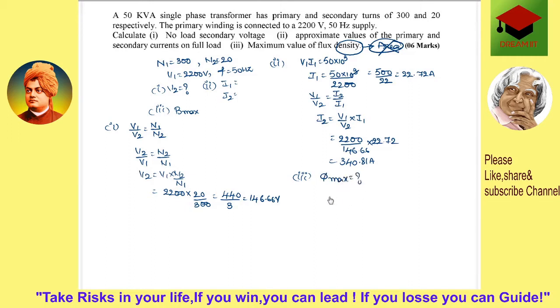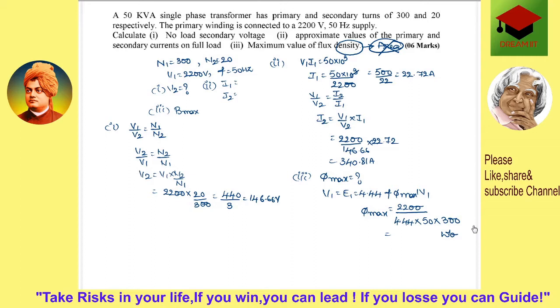So phi max, you have the formula, that is V1 is equal to E1 is equal to 4.44 F phi max into N1. So now you can calculate the phi max value, that is V1 is 2200 volts divided by 4.44 into frequency, given as 50 hertz, and N1 is the number of turns on the primary winding side, 300. So by doing that you will get the phi max value in Webers. So let us do that also. What is the final answer you are going to get?